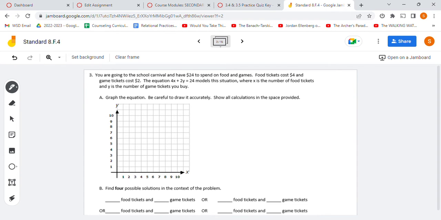On the next set of questions, we are going to do the same thing, but we have a real-world context to do this in. We have our equation here, and it's talking about spending money at a carnival on food and games.